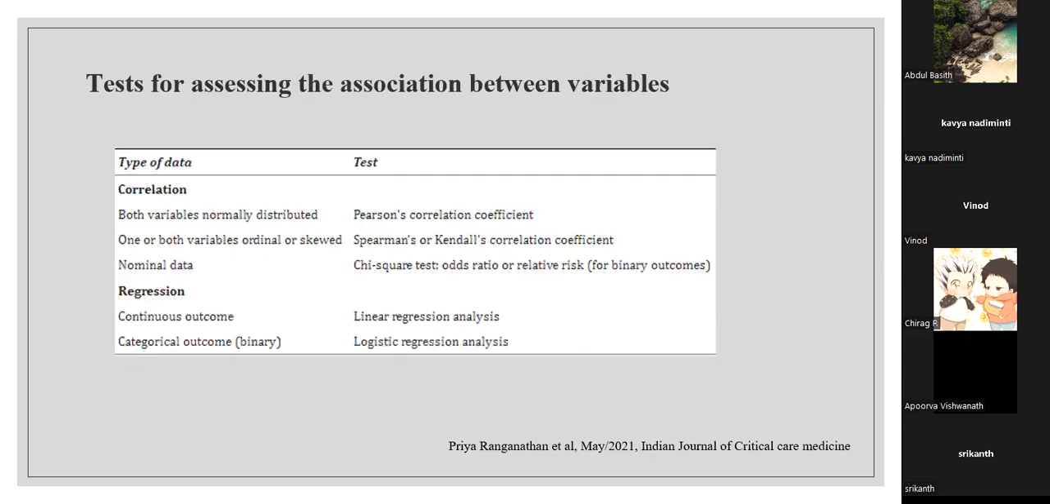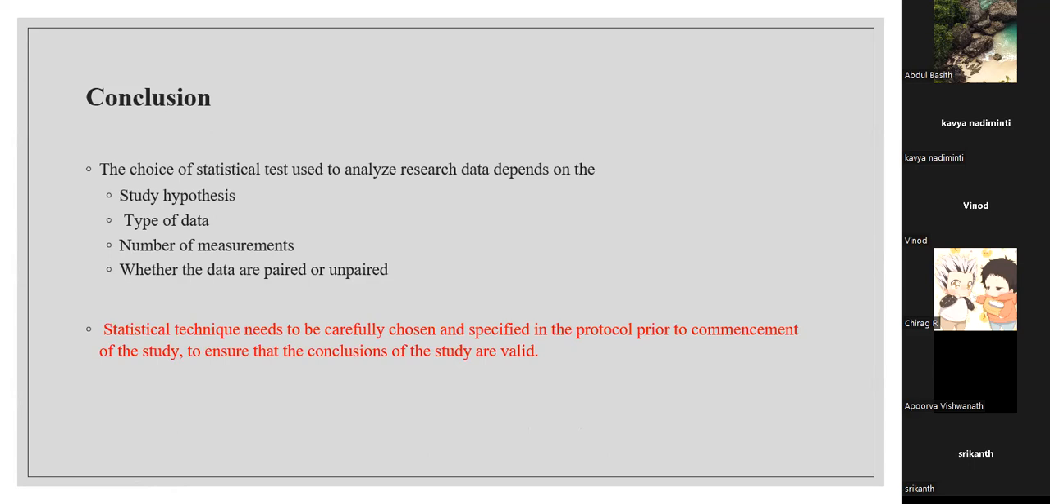And these are the different tests for correlation and regression. For a continuous outcome, linear regression, and for a categorical outcome, we use logistic regression analysis. So in conclusion, the choice of statistical test used to analyze research data depends upon the study hypothesis, type of data, number of measurements, and whether the data are paired or unpaired. The statistical technique needs to be carefully chosen and specified in the protocol prior to the commencement of the study, to ensure that the conclusions of the study are valid.